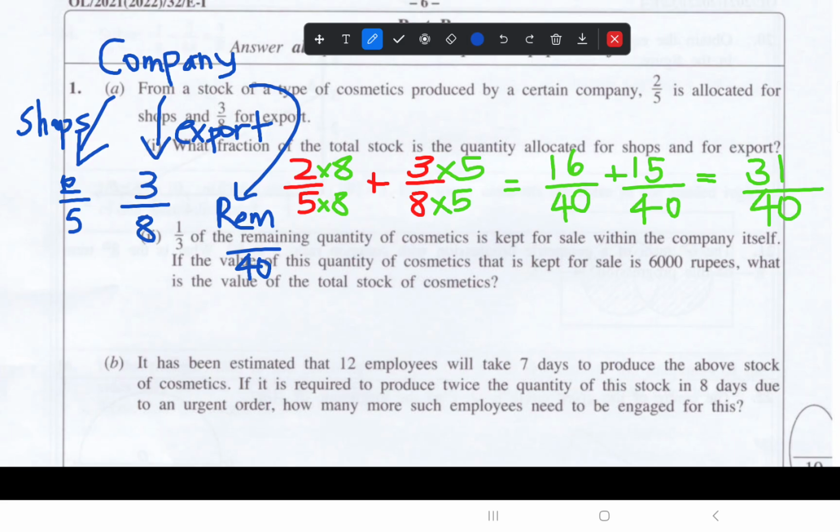From 40, 31 gone for shops and export. The remaining should be 9. Okay, 9 portions of the 40 will remain.